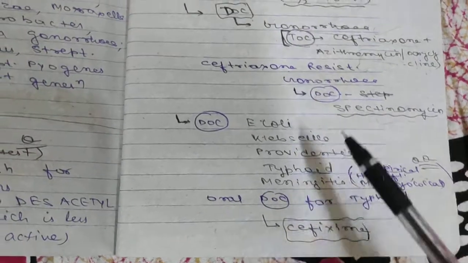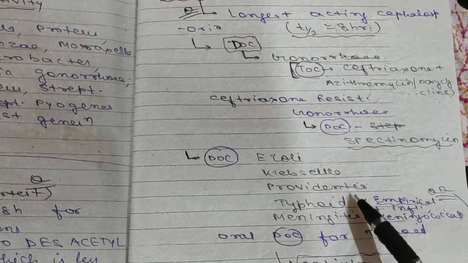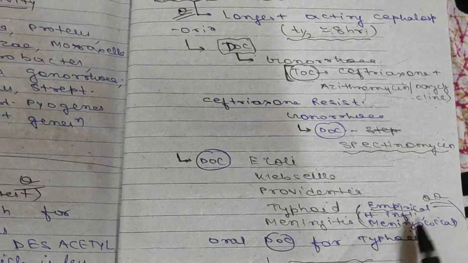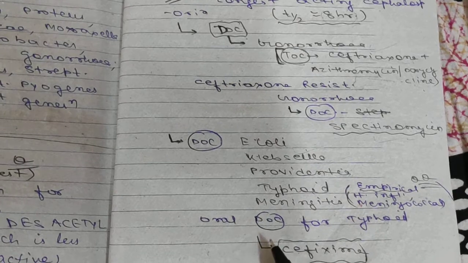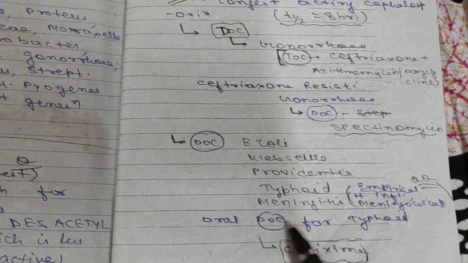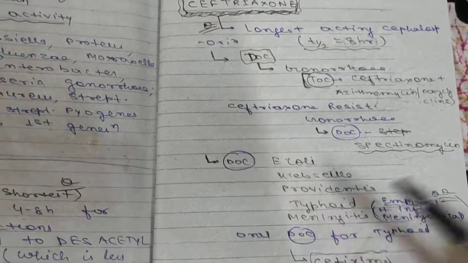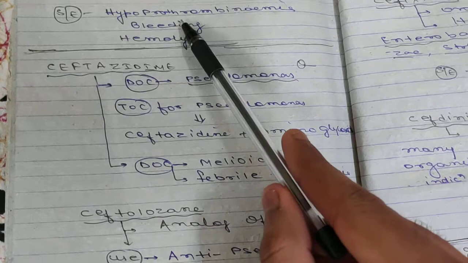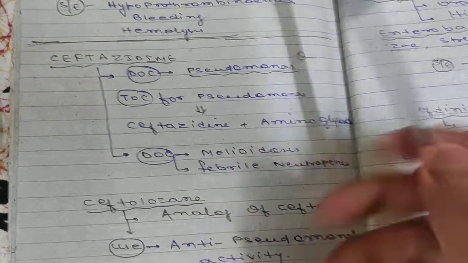Clear? Now ceftriaxone is also the drug of choice for E. coli, Klebsiella, Providencia, then typhoid, then meningitis. Empirical treatment of Haemophilus influenzae and meningococcal also. It is also the oral drug of choice for typhoid. So this is about ceftriaxone. Now what are the side effects associated with ceftriaxone? Hypoprothrombinemia, and due to this there will be bleeding and hemolysis.